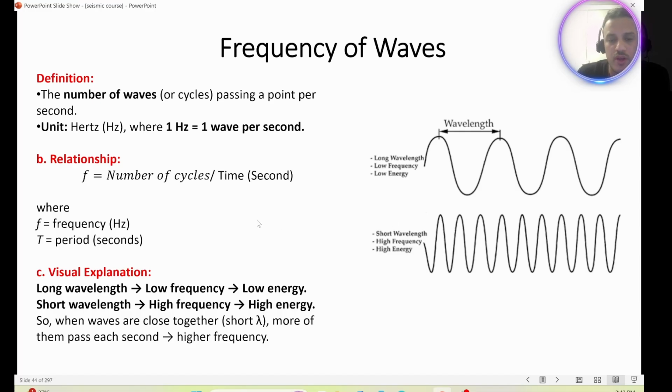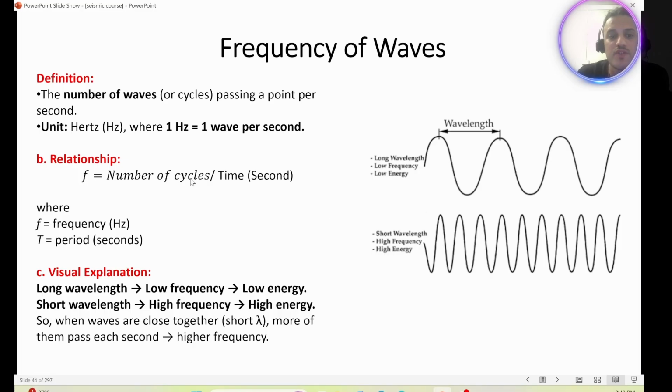The frequency is also 1 divided by the time. So if the time is very high, that means the frequency will be very low, and with low frequency the wavelength will be very long. But if we have a short time, the frequency will be very high.